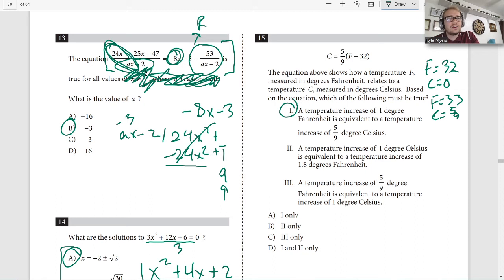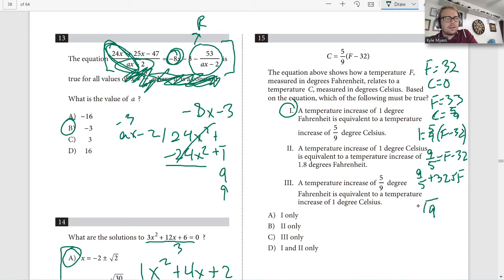Number 2, a temperature increase of 1 degree Celsius is equivalent to a temperature increase of 1.8 degrees Fahrenheit. That's a really oddly specific number. So it makes you wonder, hey, are they trying to be tricky? Or is that just a random number because it is true? Well, let's find out. We know Celsius 0, Fahrenheit 32. So let's go off of that. Let's increase the Celsius by 1. So 1 equals 5/9 (F minus 32). Okay, well, if I multiply by 9/5, I have 9/5 equals F minus 32. So basically, 9/5 plus 32 equals Fahrenheit. So it increased by 9/5. Well, is that 1.8? Let's find out.